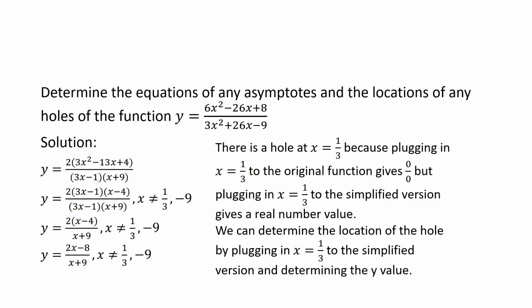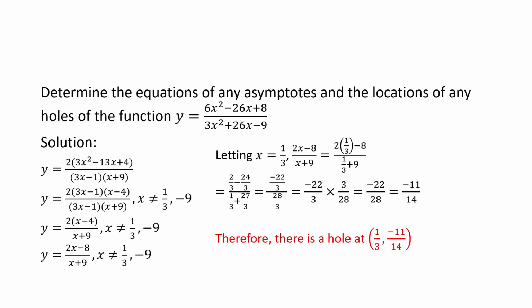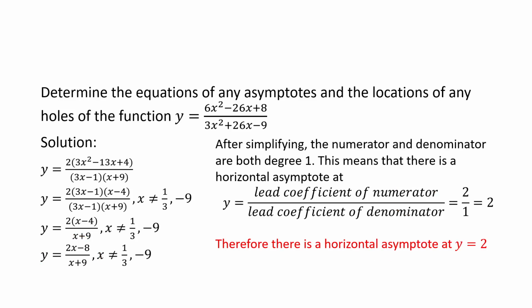We can determine the location of the hole by plugging x = 1/3 into the simplified version and determining the y value. So let's plug x = 1/3 into the simplified version right down here. In doing that, we ultimately end up with −11/14. So we have a hole at (1/3, −11/14). We have a vertical asymptote at x = −9.